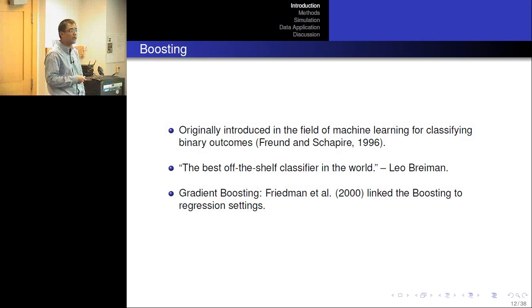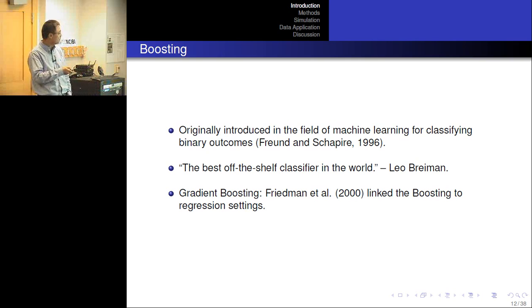Then to address this problem, we consider another method called boosting. Boosting was originally introduced in the field of machine learning to classify binary outcomes. It's known as the best off-the-shelf classifier in the world. This claim was made many years ago, in 1998. Now, random forest is also very good. Different people may have different opinions. Some people may prefer random forest.